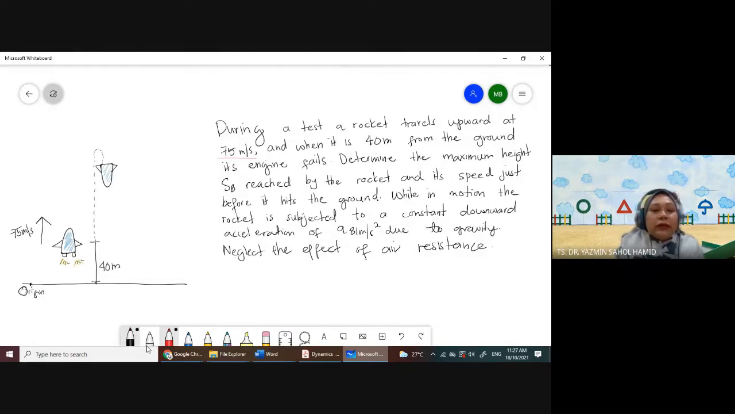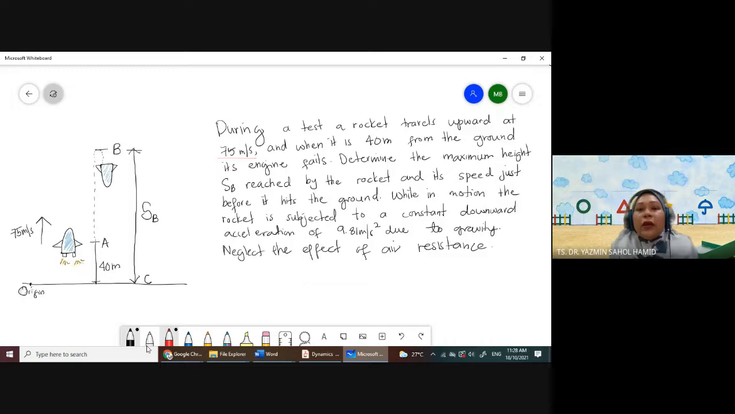So let's say this is point A and this is point B. What it wants you to find is this maximum height, SB, before it hits the ground. So at A is 40 meters. At B, what is the maximum height? And then all of a sudden, at C, it reaches the ground.